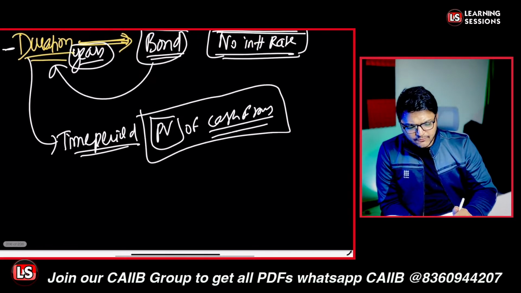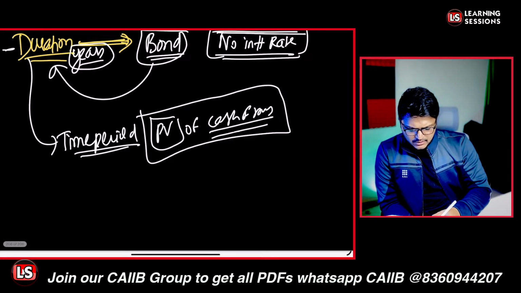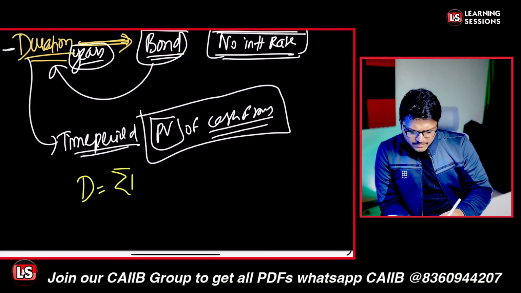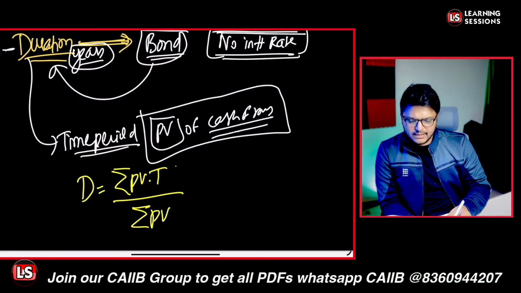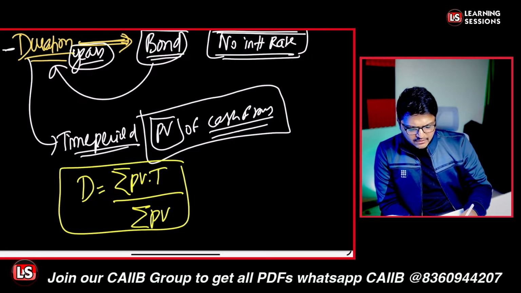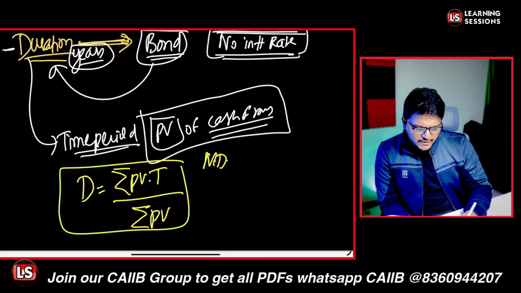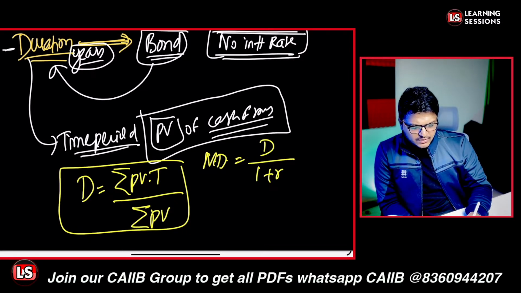And what is the formula for the duration? The formula is sigma PV times T, that is time, divided by the present value of the bond. This is the formula related to duration. And we also have the concept of modified duration. Modified duration is duration divided by 1 plus R, right?